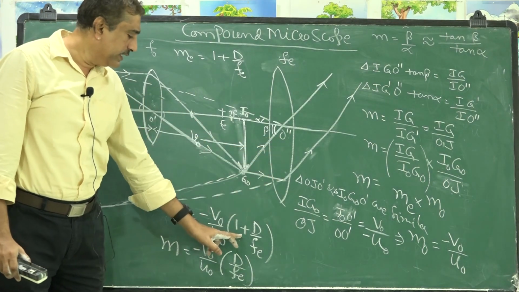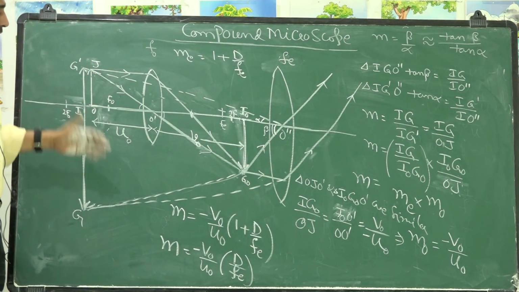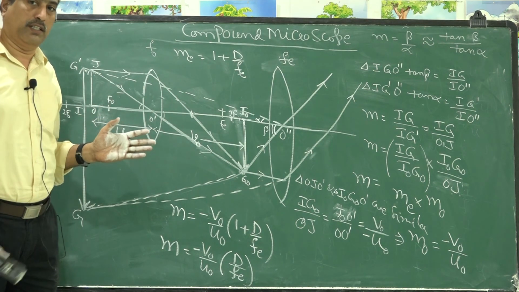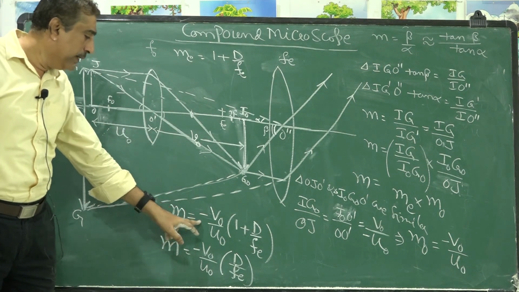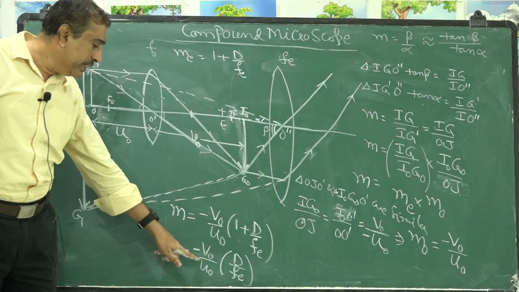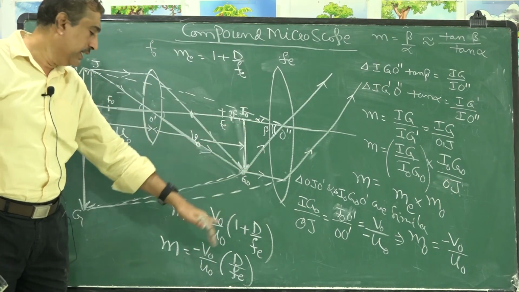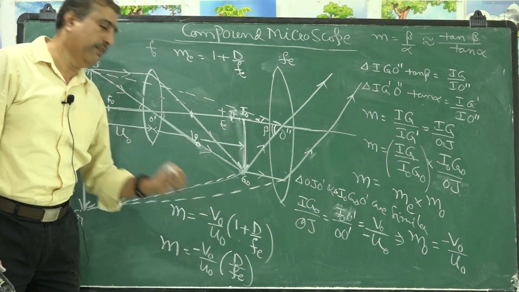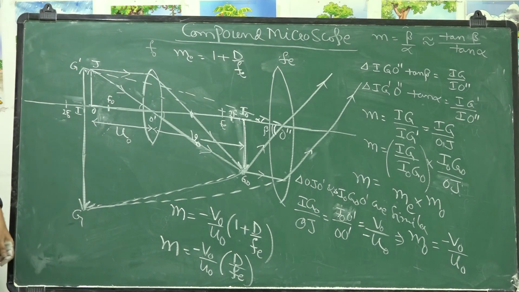So, we can write these two equations. The magnifying power of the compound microscope, when the image is formed at the least distance of distinct vision, is given by minus V naught by U naught into 1 plus d by Fe. When the image is formed at infinite distance, we can write the equation as minus V naught by U naught into d by Fe.